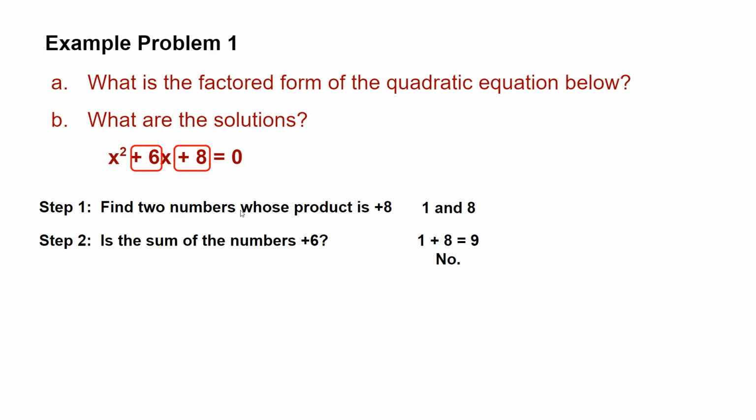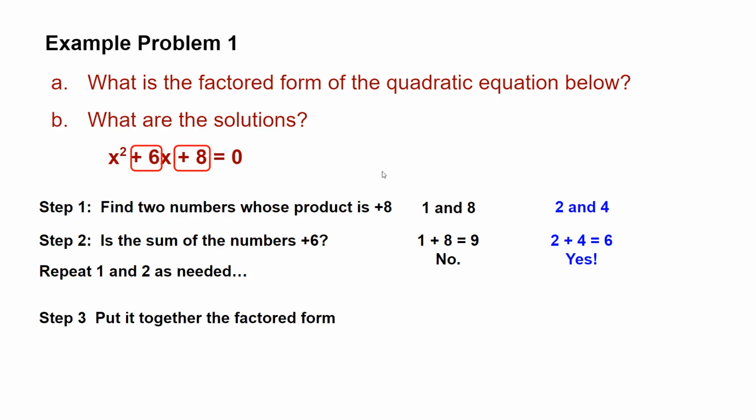So we have to check both of these conditions. So we need to try two more numbers. 2 and 4. Those give us +8 if we multiply 2 and 4. If we add them together, do we get 6? Yes, we do. So now we have found our two numbers, positive 2 and positive 4.